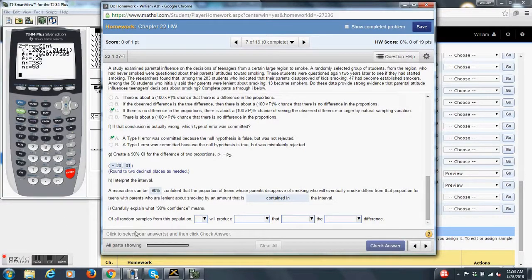What does 90% mean? When you talk about a confidence interval, it means that if we took all those different intervals, 90% of them would contain the actual difference. So of all random samples from this population, 90% will produce intervals that contain the true proportion difference.